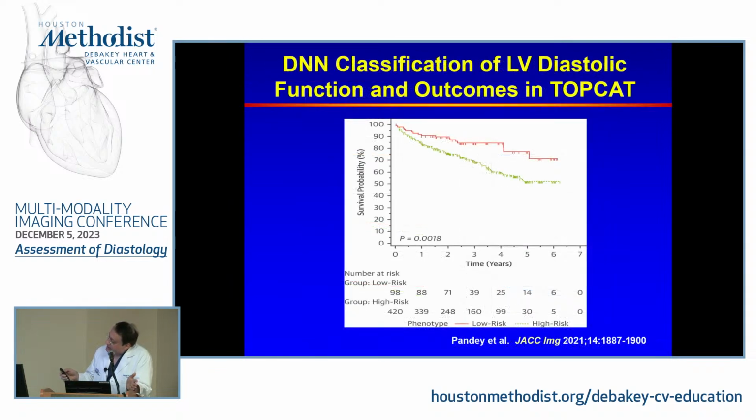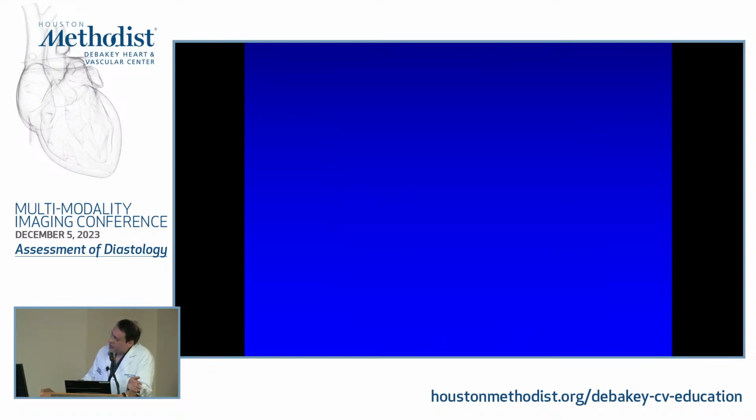And this is recent data using a deep neural network showing that LV diastolic function as graded by machine learning was able to identify patients with worse outcomes from the TOPCAT trial. This was work from Dr. Sengupta and his group published 2 years ago.